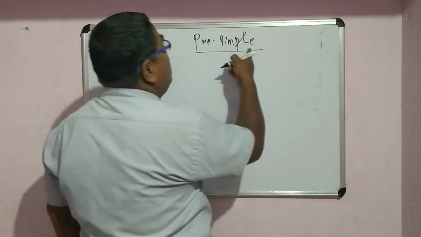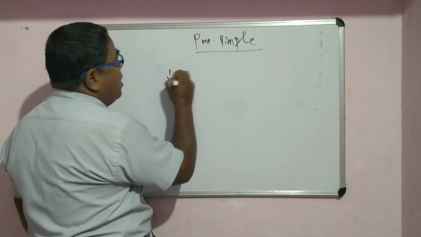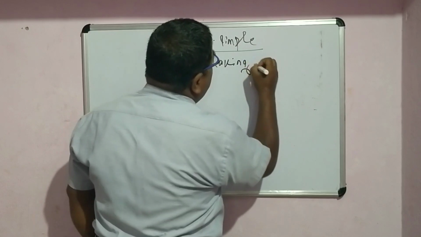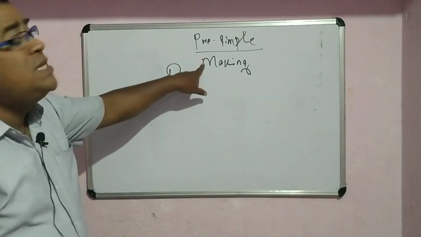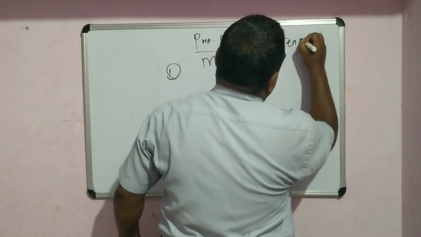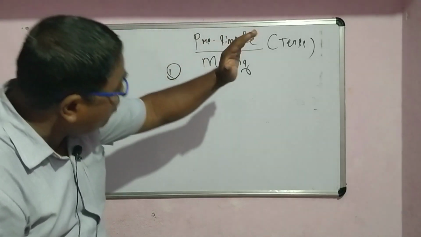Before you know about your present simple, it is mandatory for you to know about the making. What is the making of present simple? That means, how can you know that the sentence has a present simple tense? Present simple means obviously it is your tense. Present simple means present tense, simple tense, or present simple tense form.